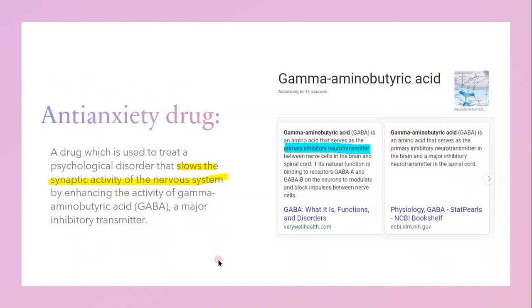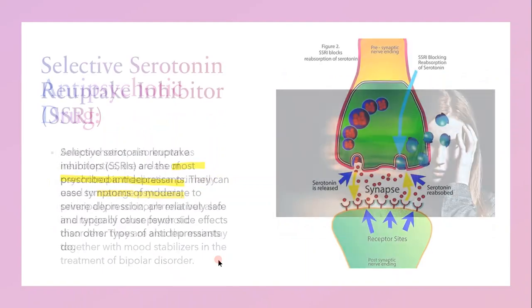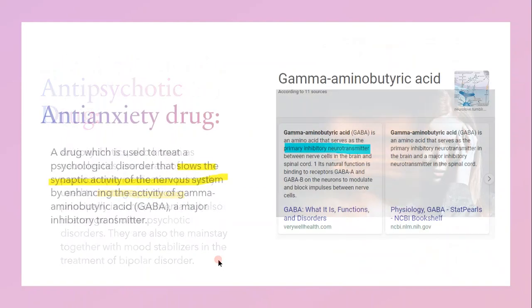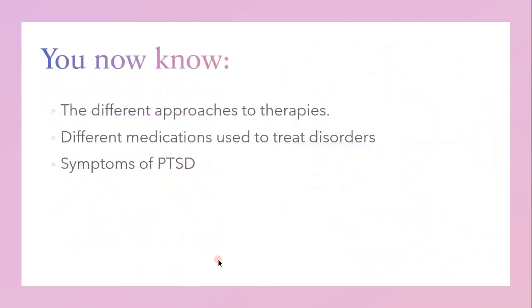Then, of course, the anti-anxiety drug, which slows the synaptic activity of the nervous system. So it just inhibits things. It makes you calm down, which is great for people with anxiety. They don't really have hallucinations. They're not really depressed. They're just anxious. So yes, anti-anxiety would work here.